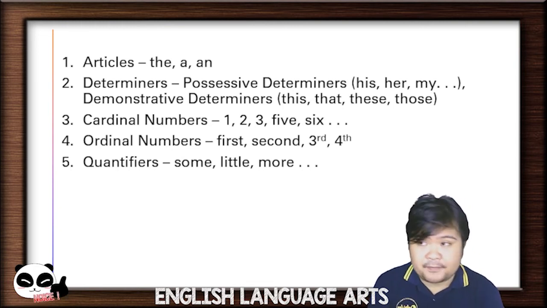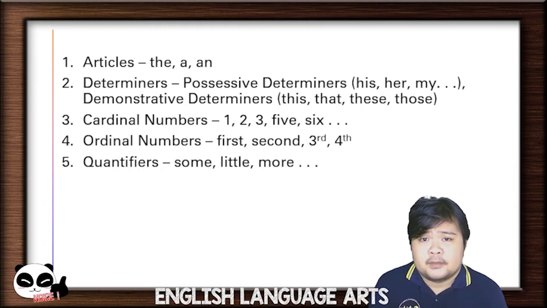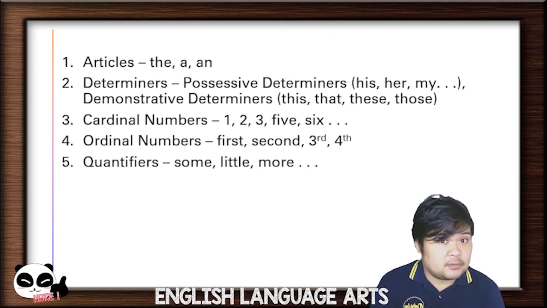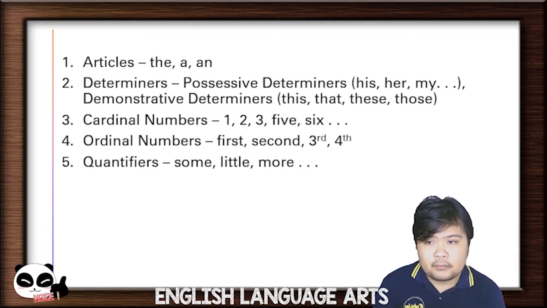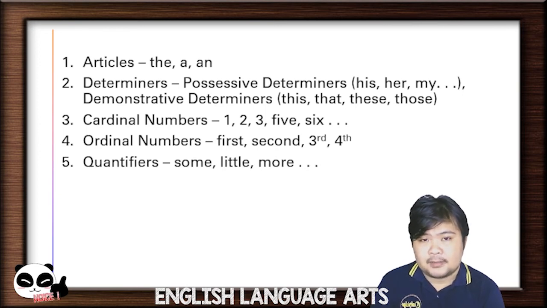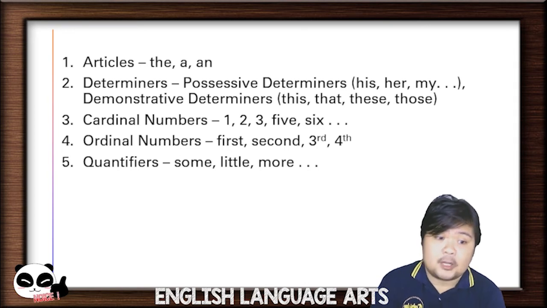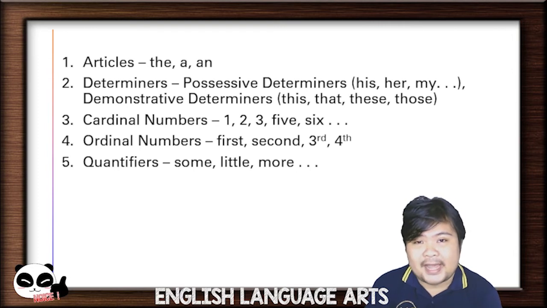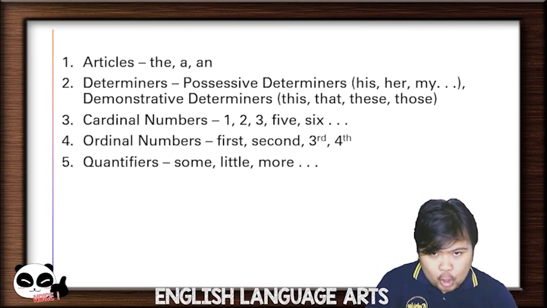Ordinal numbers, coming from the word order, right? First, second, third, fourth, fifth, and so on and so forth. Quantifiers, these are words that give an amount to a word, but it's not a specific amount, such as, for example, some or little or more. Some cows. You don't know exactly how many cows, but some cows. Some there is a quantifier. And all of these 5 are different kinds of modifiers. And again, they come before the noun always.